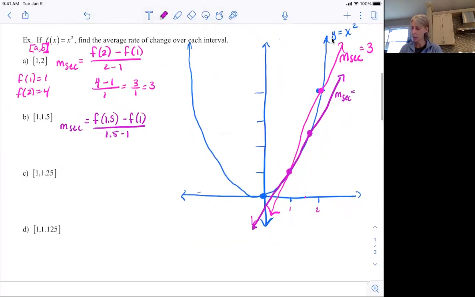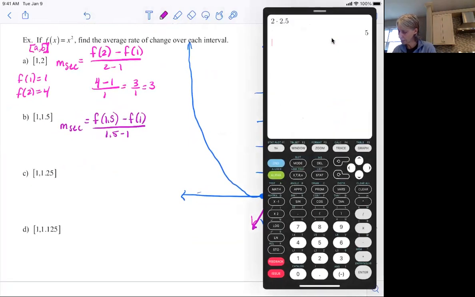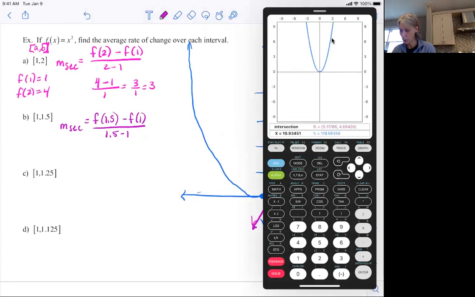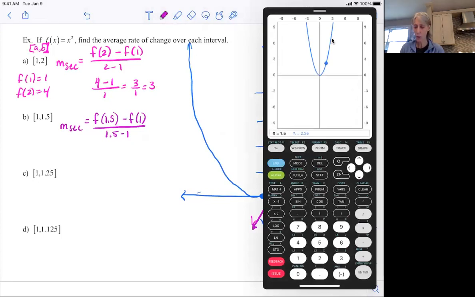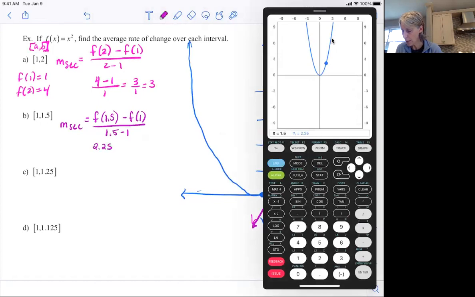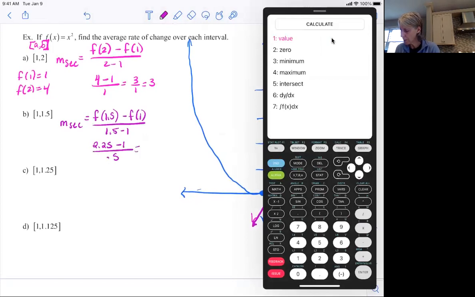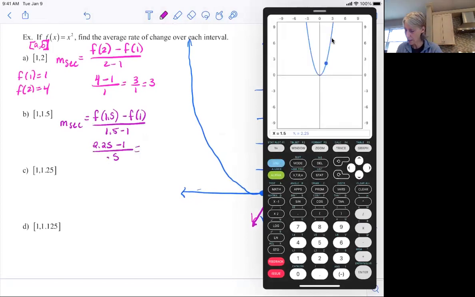So you just have to do a little bit of work here. If we go into our calculator, I can clear that out. X squared. Let's say I want to plug in 1.5. So my y value is 2.25. 2.25 minus f of 1, that's just 1, over 0.5. So we're going to do just a little math here.